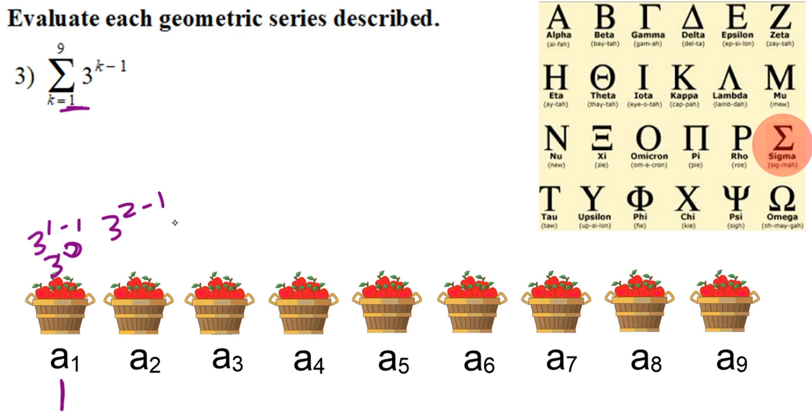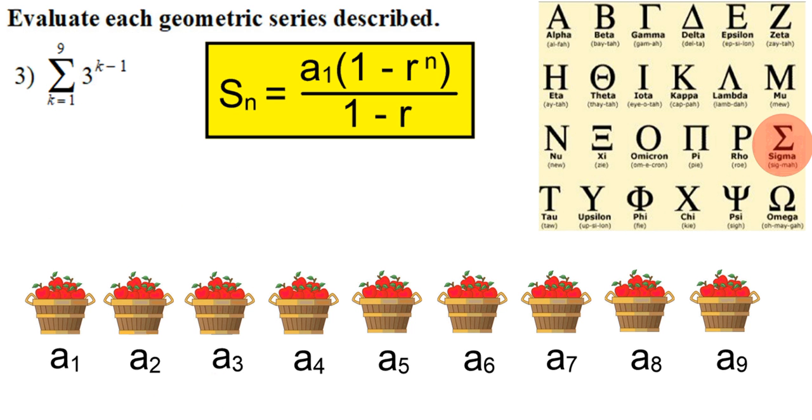And then we would plug in 2, and so that's going to be 3 to the first power, which is 3. And then if you wanted to keep going, plug in 3. That's 3 squared, which is 9. And we could keep going on and on. But I don't want to do that. That's more work than I need to do because we have a formula for this.